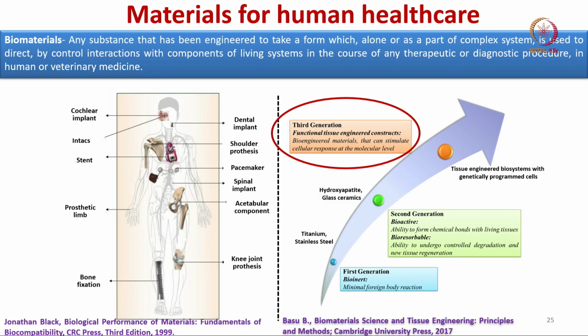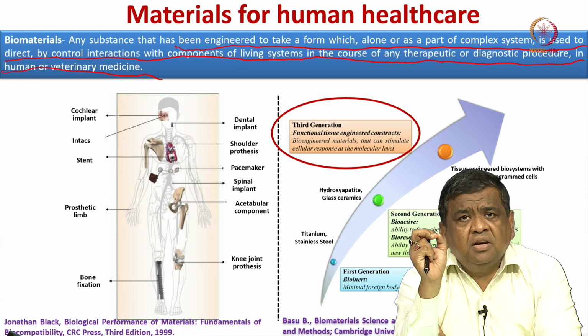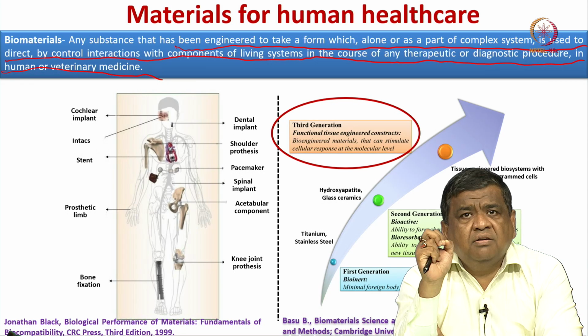So, having said that, these biomaterials, the classic definition or textbook type of definition is that any substance that has been engineered to take a form which alone or as a part of a complex system is used to direct, by control of interactions with the components of living system, the course of any therapeutic or diagnostic procedure in human or veterinary medicines. So, we are essentially saying that these synthetic materials must have meaningful and clinically relevant interactions with the components of living system.